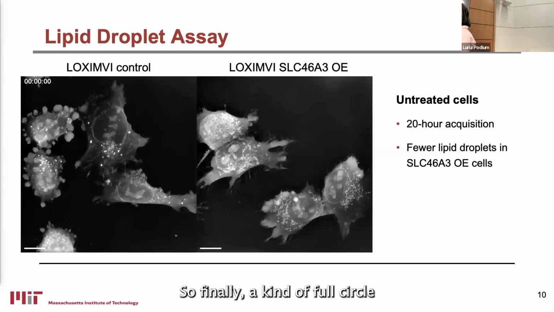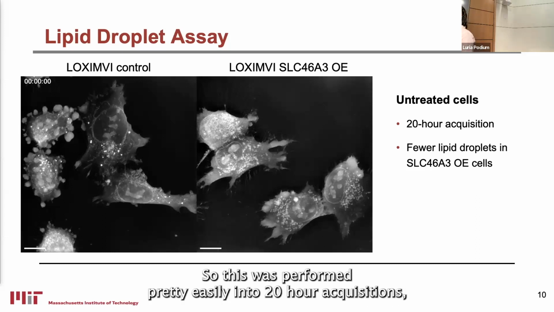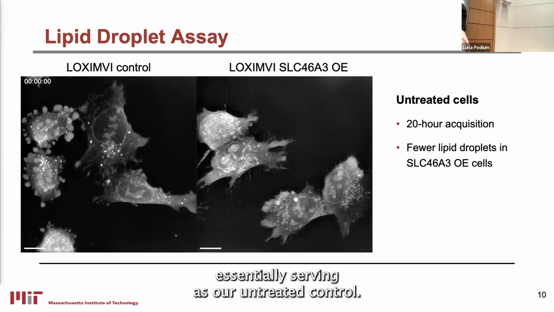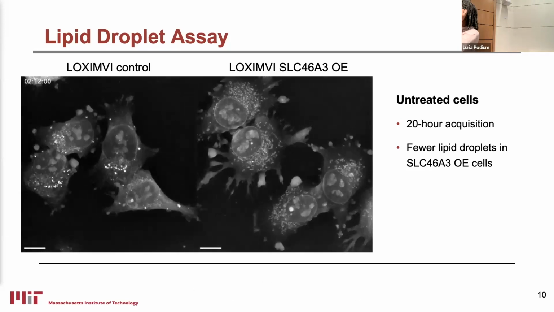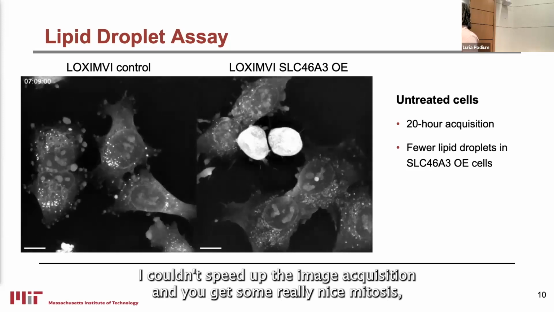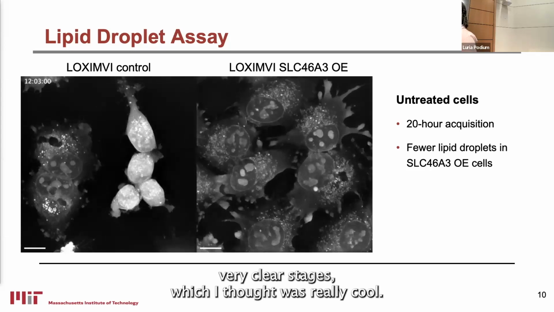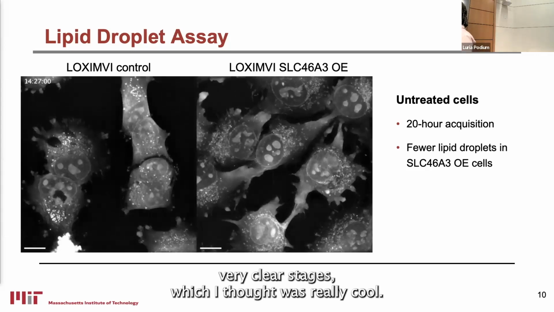So finally, kind of full circle on what we initially approached NanoLive for is the lipid droplet assay. So this was performed pretty easily in 2 20-hour acquisitions, essentially serving as our untreated control. Since I wasn't really using any nanoparticles, I could speed up the image acquisition, and you get some really nice mitosis, very clear stages, which I thought was really cool.